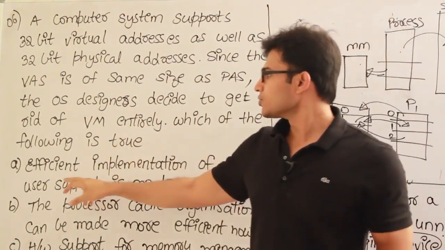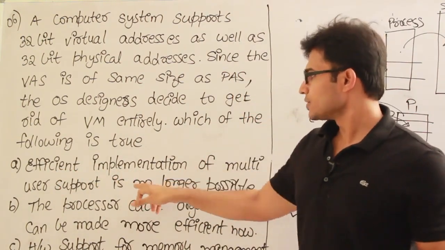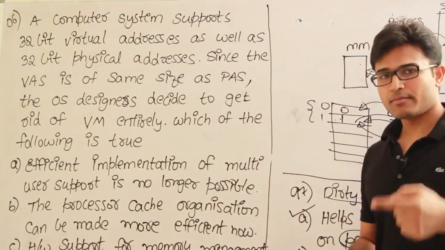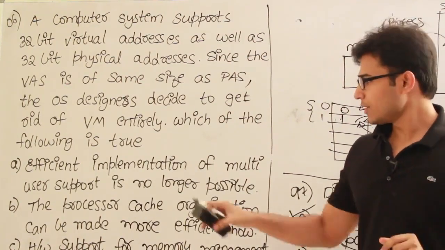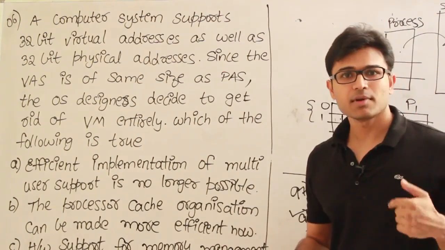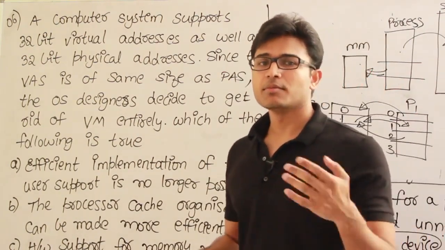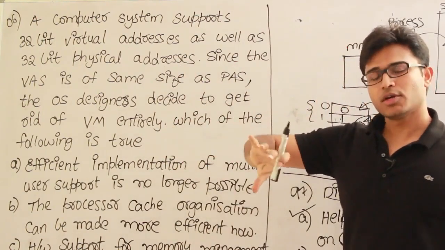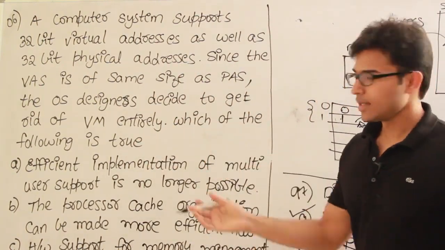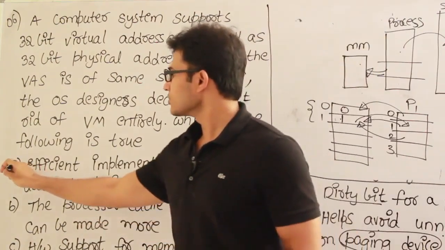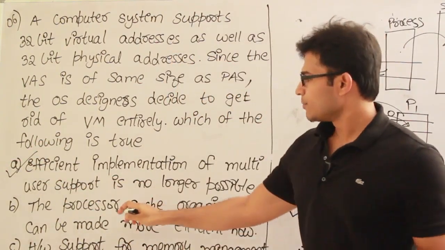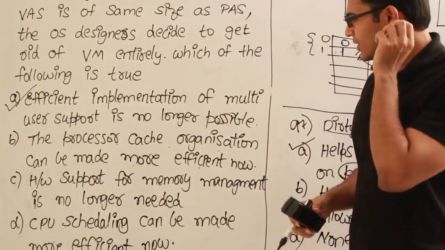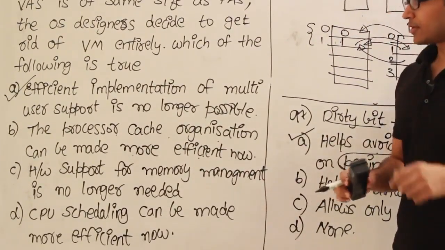Which of the following is true? Efficient implementation of multi-user support is no longer possible. Once you load the entire memory with only one process, how can you support multi-user? Multi-user requires multiprogramming, which means at the same time in the main memory there have to be many processes. But because you are using up the entire memory for one process, this is no longer supported. Yes, this is true. The next one is, the processor cache organization can be made more efficient. There is no relationship between virtual memory and cache organization.